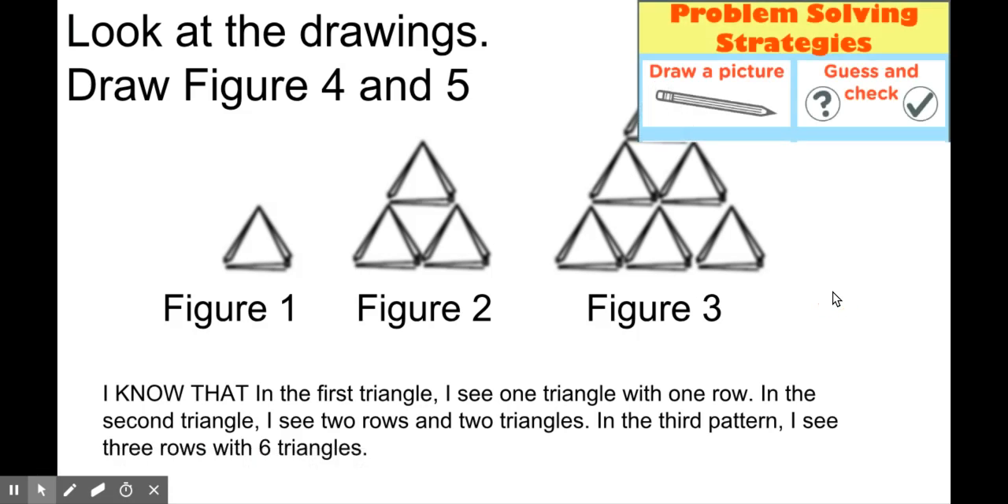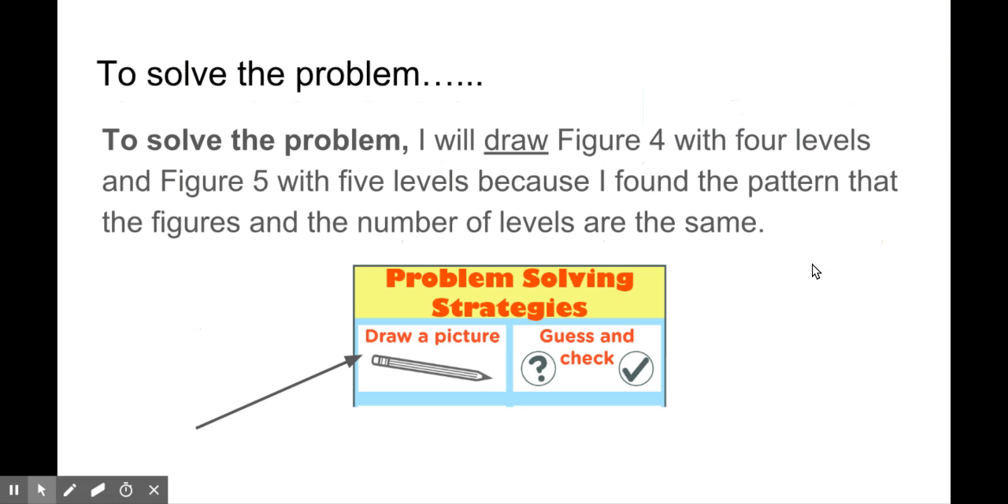So what strategy am I going to use to solve this? Obviously, draw a picture because it's saying that I should draw the picture. So I've got to use that key verb draw in my strategy. How am I going to do that? I'm going to write it down. And so the prompt for the L, the planning one, is to start out with the sentence starter, to solve the problem, I will. In this case, I'm going to use the verb draw: figure 4 with 4 levels and figure 5 with 5 levels, because I found the pattern that the figures and the number of levels are the same. It's like, oh, this makes a lot of sense. And it's kind of like a no-brainer for some of you guys.